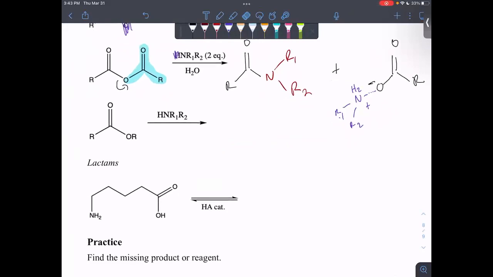All right, and lastly, we can go from an ester to an amide, because an ester is more reactive. This reaction is kind of slow, but it still works. So same thing: cut off the alcohol, add the amine, and you get an amide plus an alcohol side product.